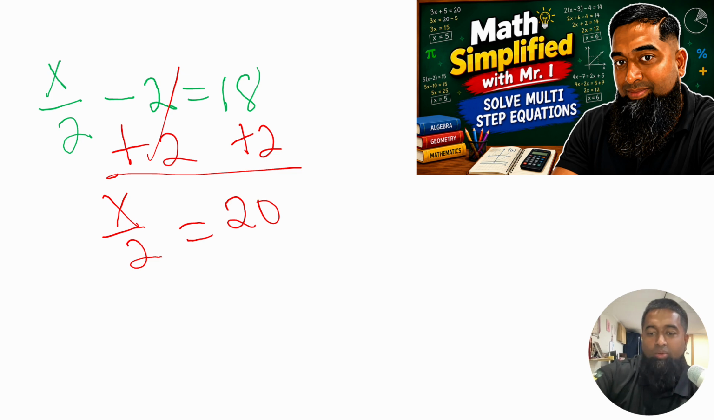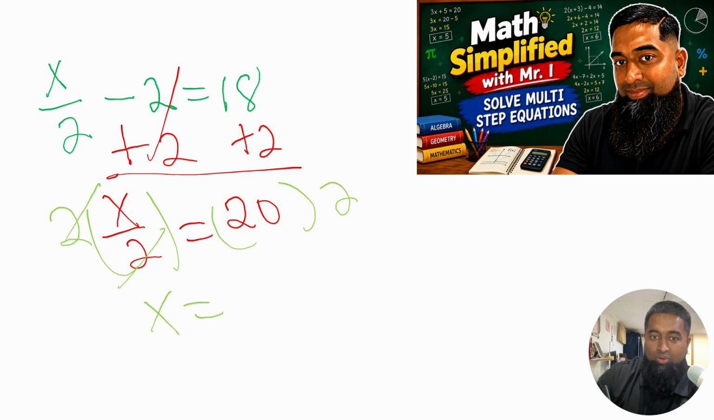What's the next thing that you want to do? Yes, if you're dividing by 2, you multiply by 2 on both sides. This goes away. X equals 20 times 2 is 40. That's your solution. You solved another multi-step equation.